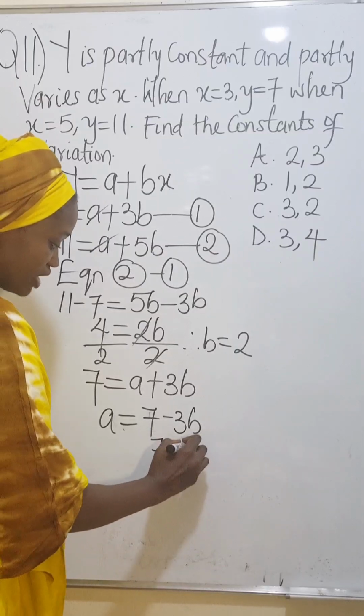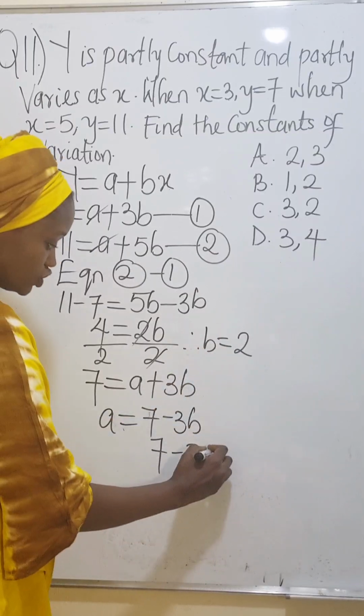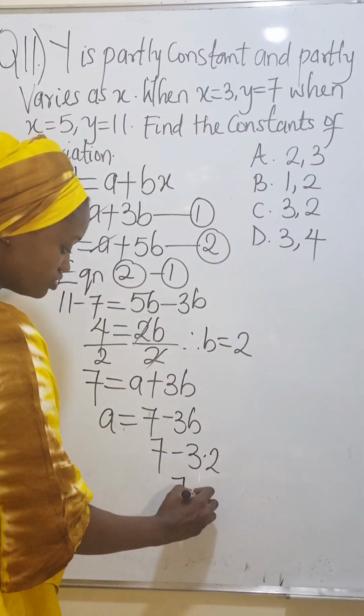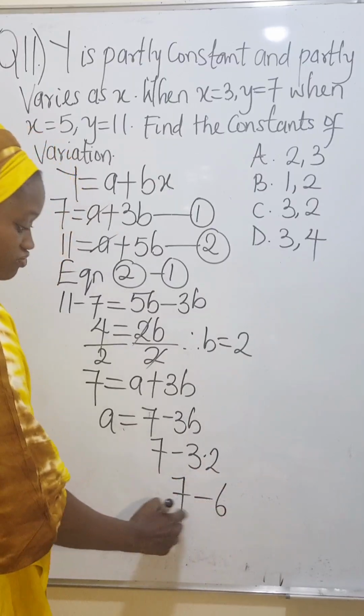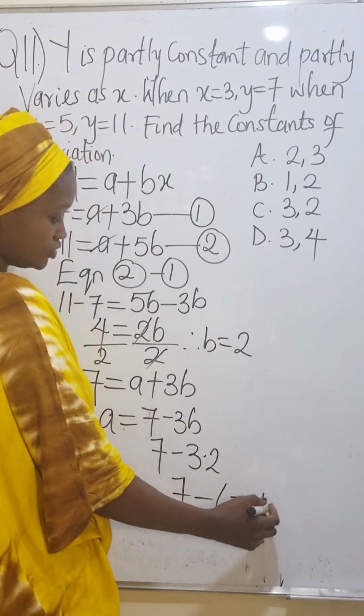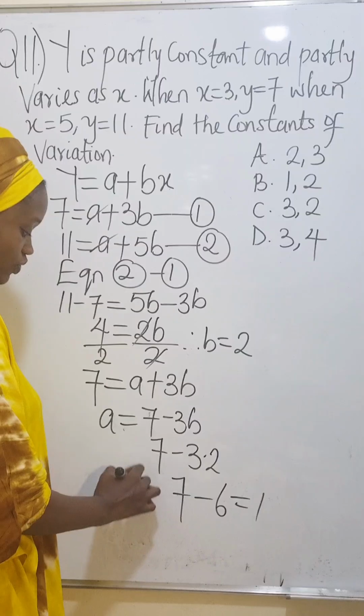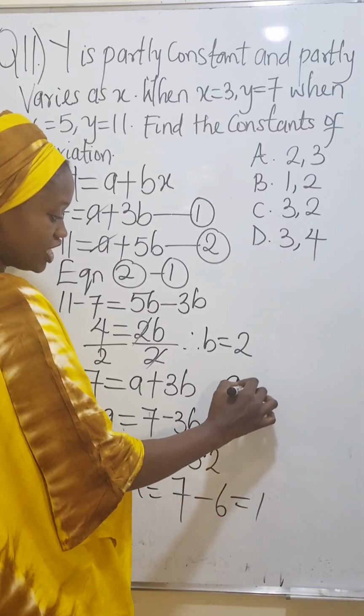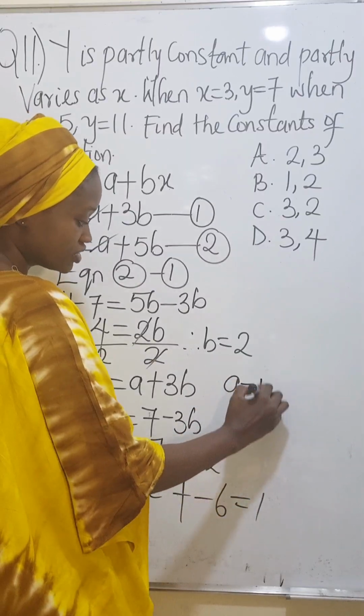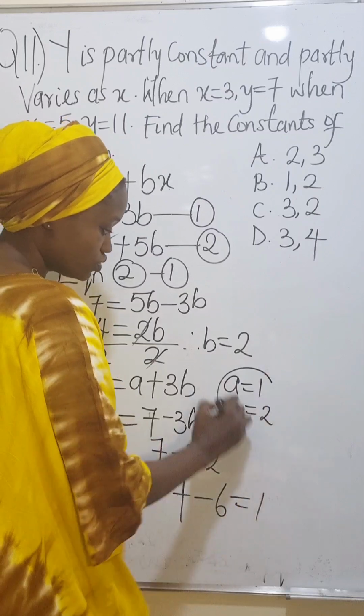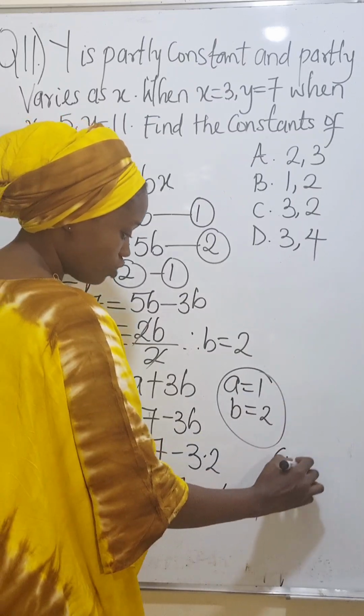So this becomes 7 minus 3 times b, which is 2. This becomes 7 minus 3 times 2 gives us 6. 7 minus 6 equals 1. So now we have our values. So we have the constants a and b. A is equal to 1 and b is equal to 2. So this becomes 1, 2.